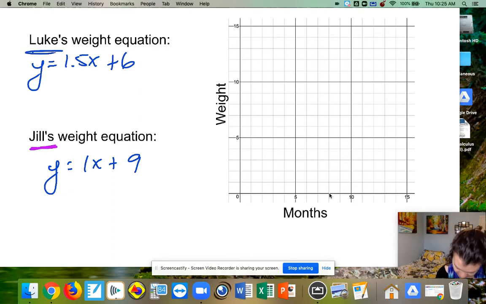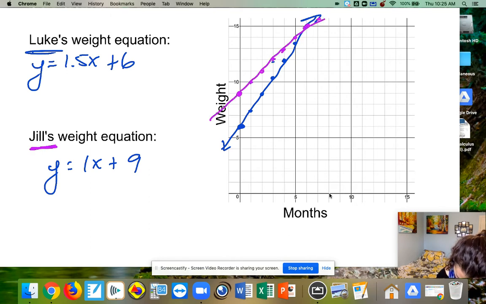So if we start off here, Luke starts at 6, our y-intercept. And then every month he's going up 1.5 pounds. So we're going to go up 1.5, up 1.5, and then keep going up 1.5. Like that. So this is our graph. Now you can switch to Jill. She starts at 9, so right here, and then goes up 1. And you can see right here is their intersection.